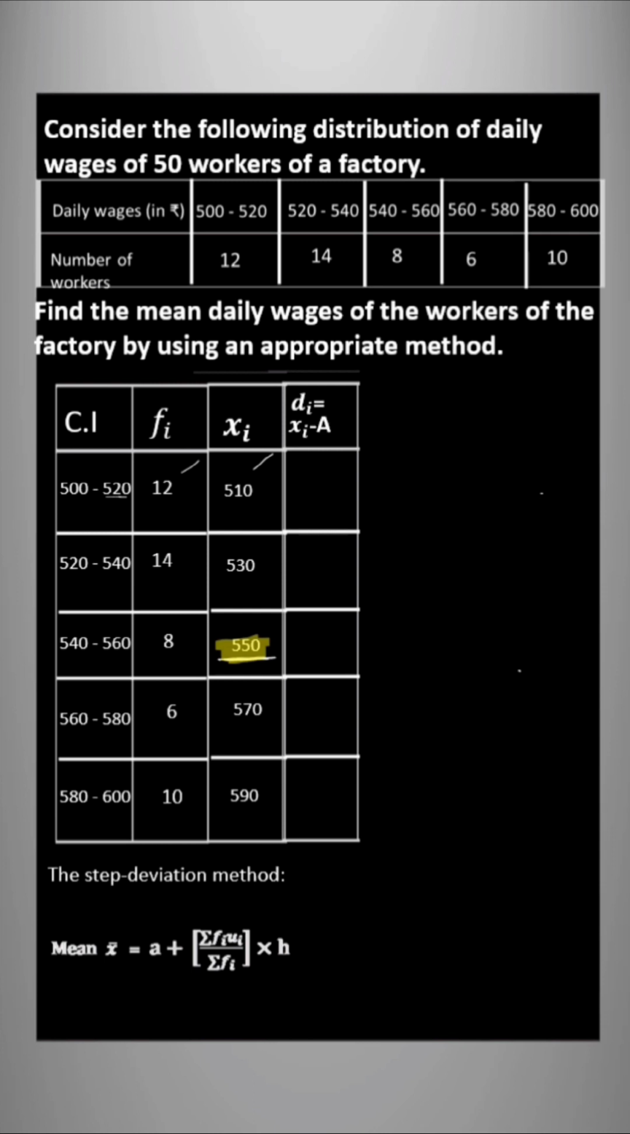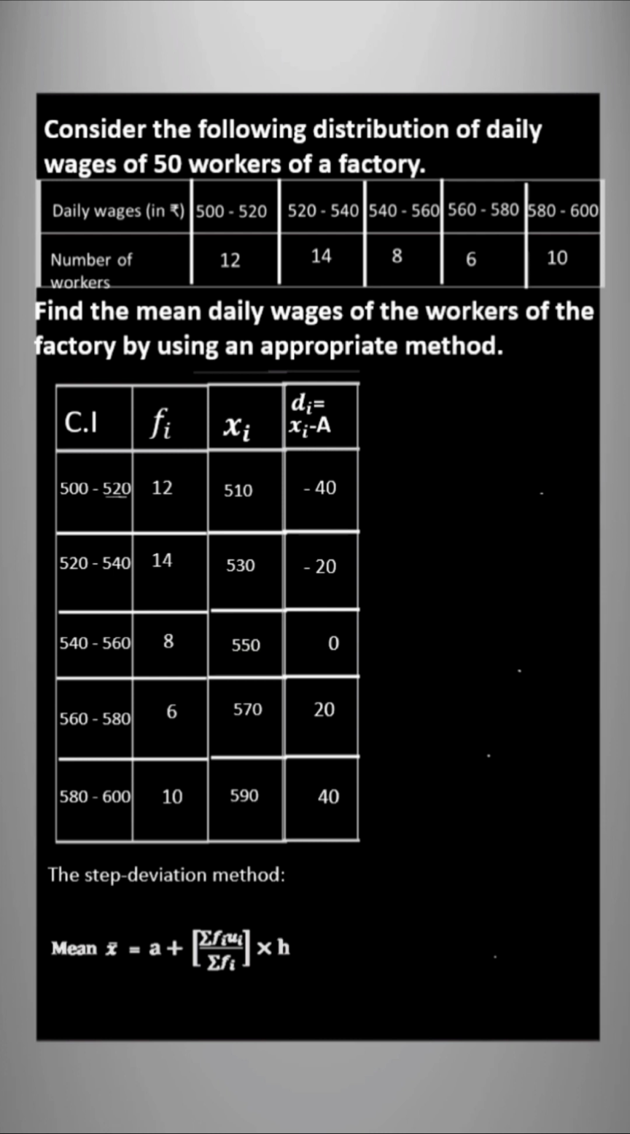Here xi is 510, 510 minus 550 is what? Negative of 40. 530 minus 550 is negative of 20. 550 minus 550 is 0. 570 minus 550 is 20. 590 minus 550 is 40.